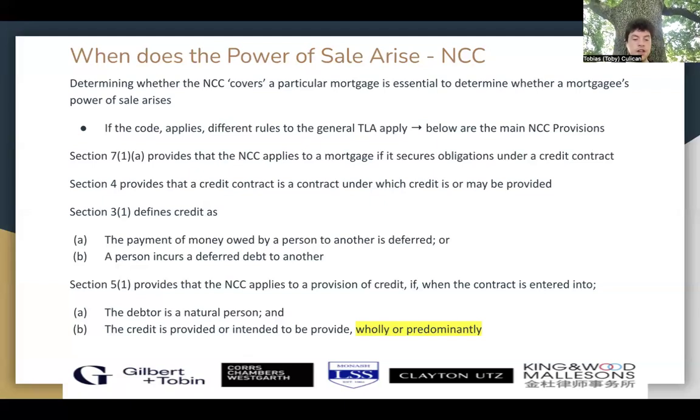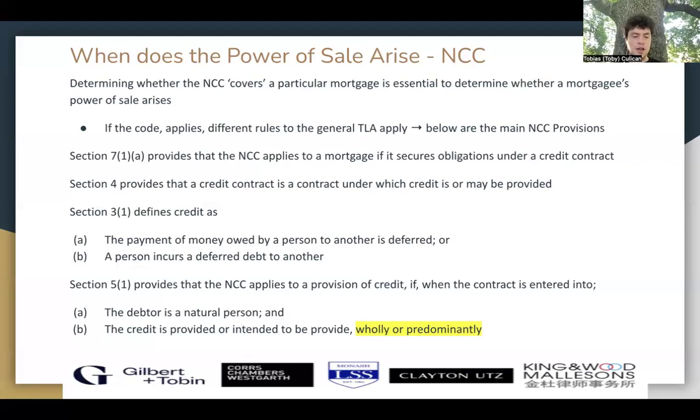Section 5.1, the key provision, provides that the NCC applies to a provision of credit if, when the contract is entered into, the debtor is a natural person. So the person who's taken out the debt, who will be the mortgagor in our scenario, is a natural person. Should have no trouble finding that out. Actually, fun fact, I'm not too sure if a corporation is included in that. Maybe not, because a natural person is not a corporation. Corporations are unnatural people. So that's good to keep in mind, just in case that comes up.